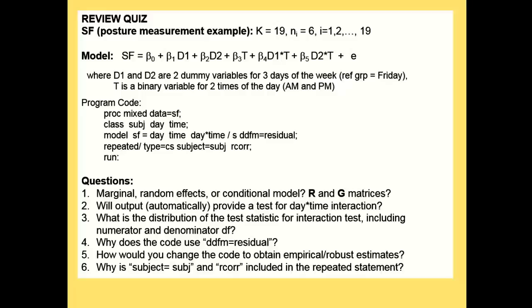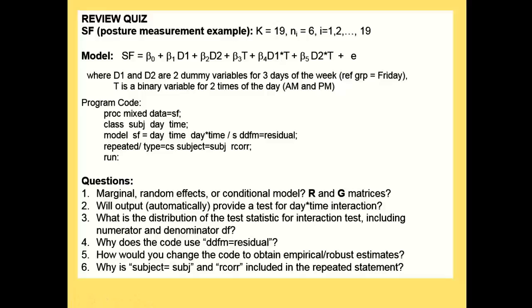Why? You see a repeated statement, and you don't see a random statement. Okay? What's the R matrix? Given the code. This is easy, right? What's the R matrix? Compound symmetric. What's the G matrix? 0. There's no G matrix.